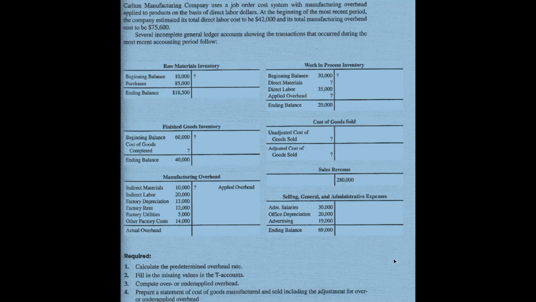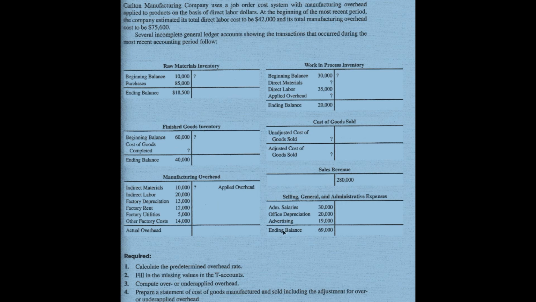Hi, this is the Chapter 2 problem assigned for homework. So this is the information. You have direct labor costs, $42,000. Total manufacturing overhead is $75,600. These are the various T accounts with missing information.